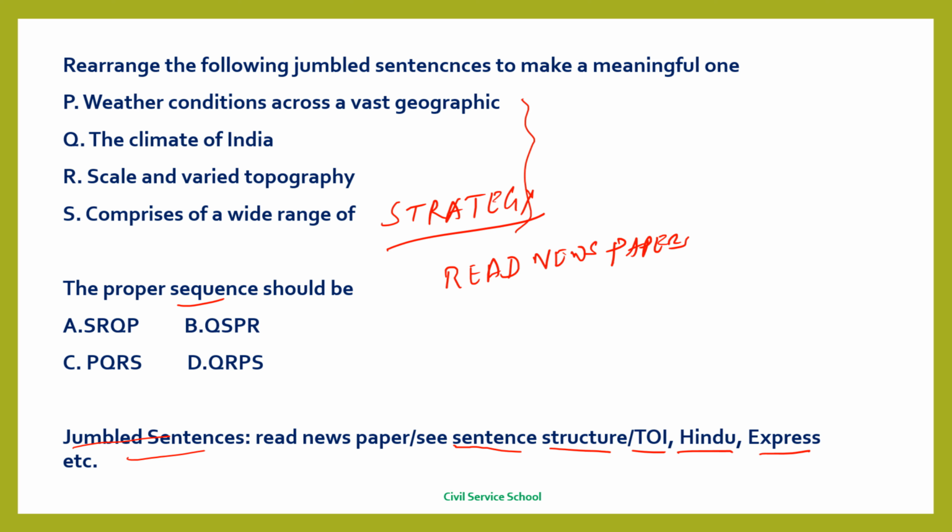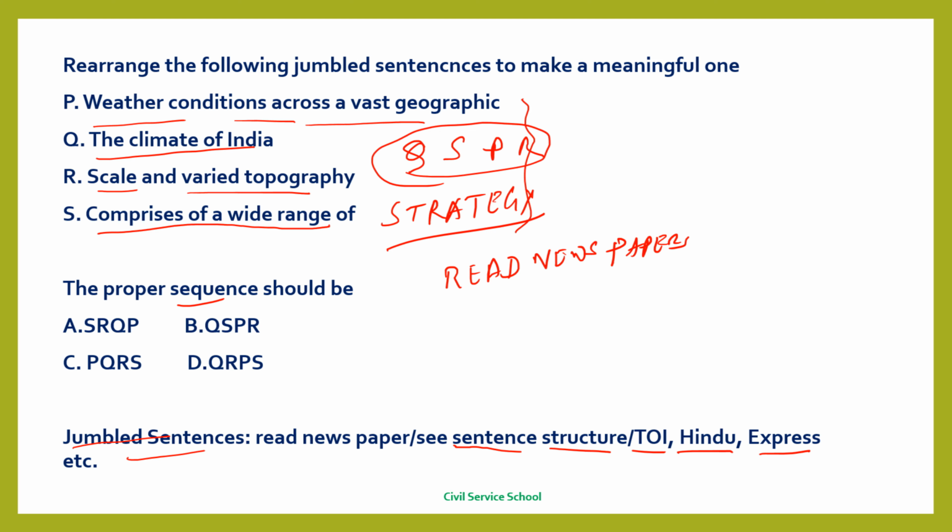Weather conditions across a vast geographic. The climate of India. Scale and varied topography. Comprises of a wide range of. The answer will be: the climate of India comprises of a wide range of weather conditions across a vast geographic scale and varied topography. So the answer will be QSPR. B will be the correct answer.